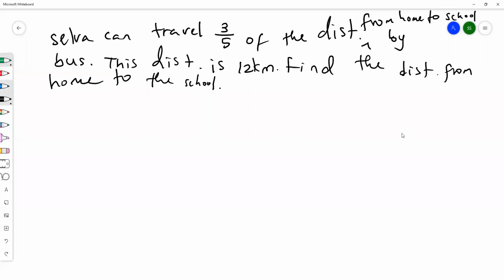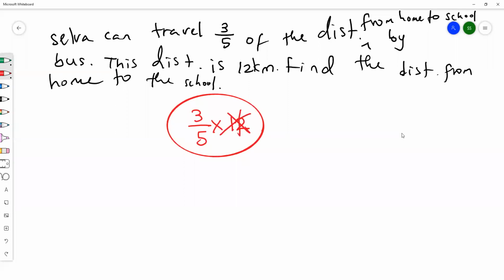Then can I write 3/5 into 12? Can I write like this? Can't. Why can't I write it? Because 12 is not the total distance. 12 is not the total distance.